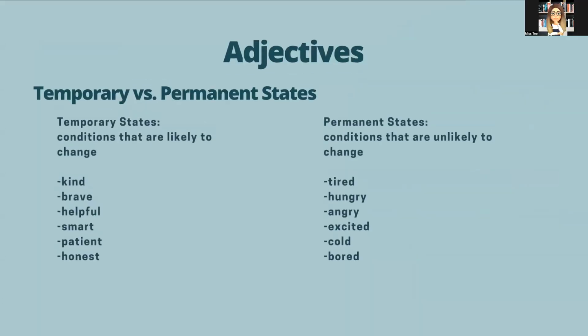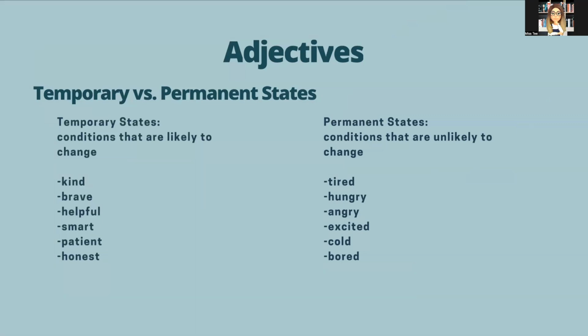So here is our page about adjectives. Temporary states, again, are conditions that are likely to change. So you're likely to change if you're being kind in a moment, or brave in a situation, or helpful, smart, patient, honest. However, for permanent states, conditions that are unlikely to change are tired, hungry, angry, excited, cold, bored. These can be states that we are always in. It's part of our personality. It's part of who we are at all times.